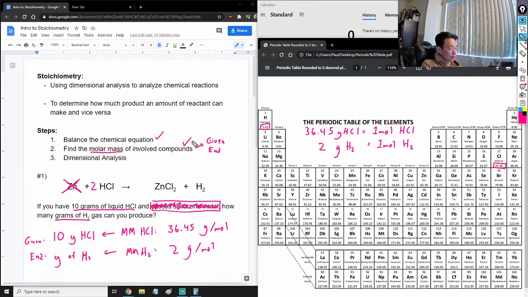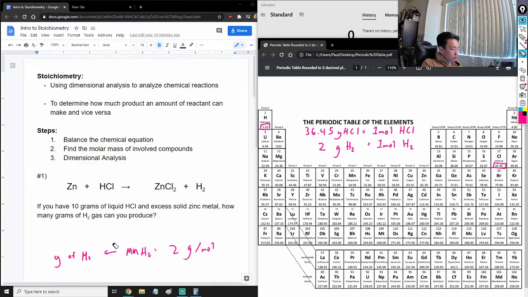We found the molar mass of the involved compounds, so we're more than halfway done. All we need to do is dimensional analysis. I'm going to clean up the screen real quick, but I'm going to leave the molar masses. Again, the first thing we do is balance the chemical equation, and after that we find the molar mass of the two involved compounds, which we did. I'm going to write the balanced equation right here just so that we have a reference to it.